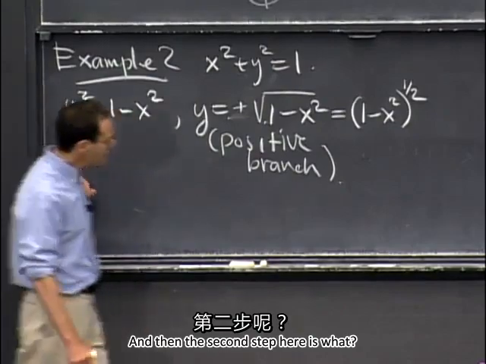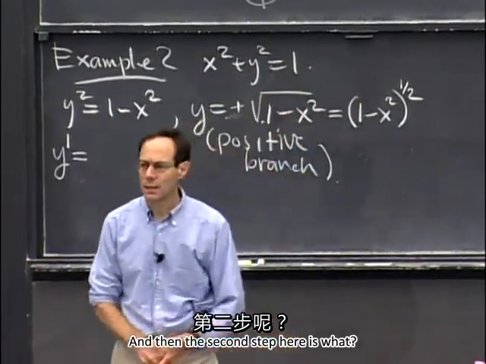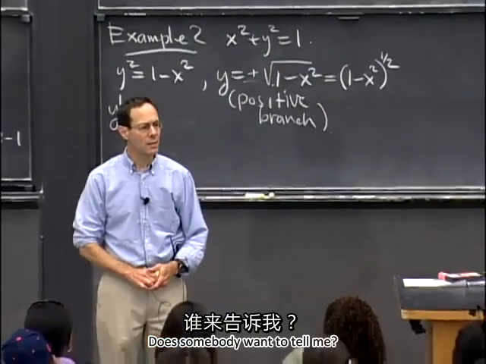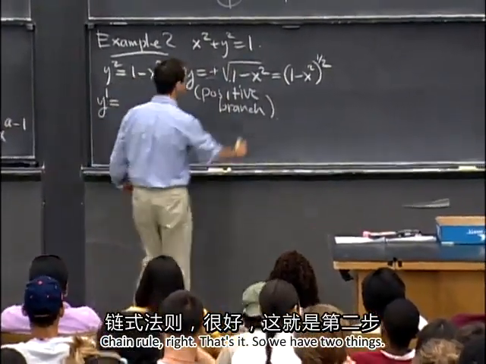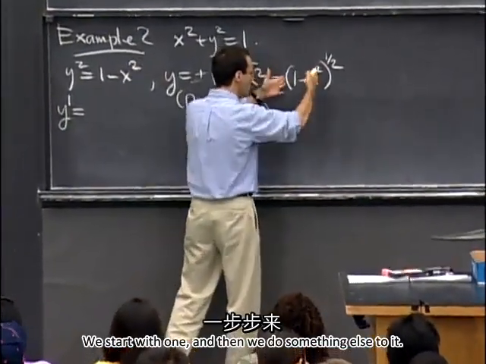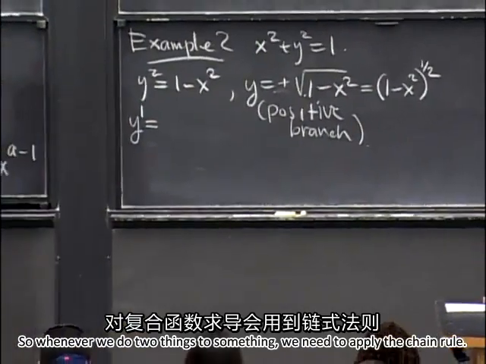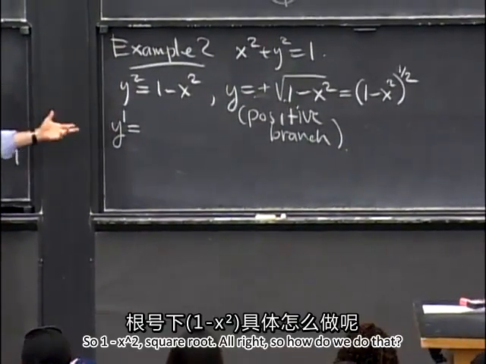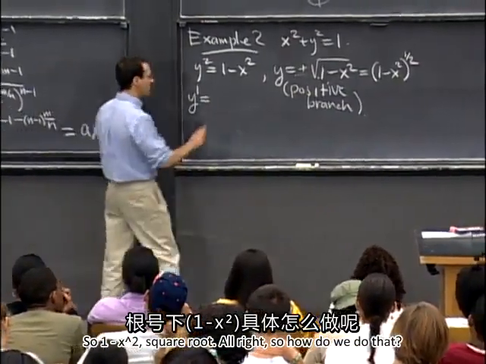And then the second step here is what? Somebody want to tell me? Chain rule. Yeah, that's good. Chain rule, that's it. So we have two things. We start with one, and then we do something else to it. So whenever we do two things to something, we need to apply the chain rule. So 1 minus x squared, square root. All right, so how do we do that?